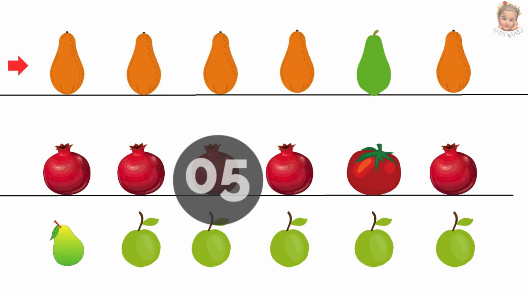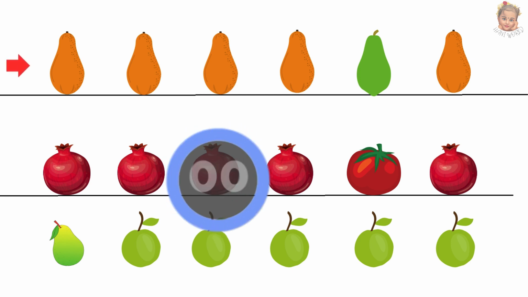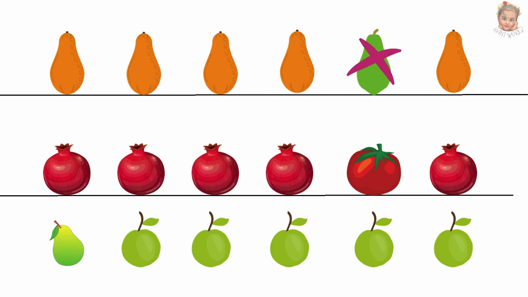Okay, next slide. The first row, which one is the odd one? Papayas are given. Listen. Yes. Green color papaya is the odd one. Differentiated in the color.